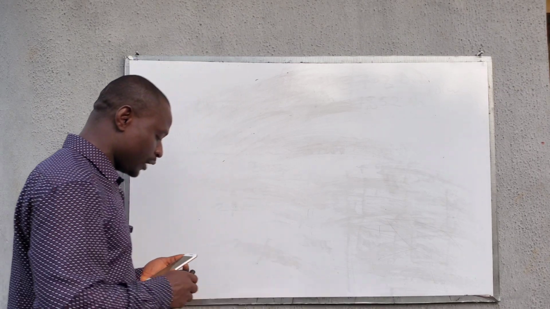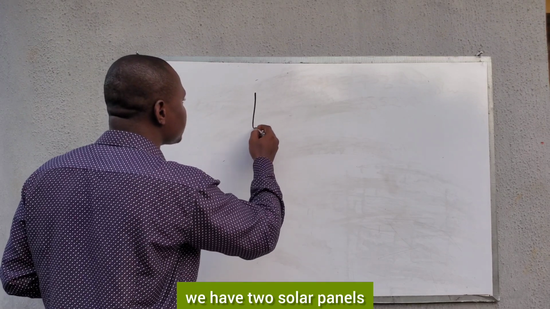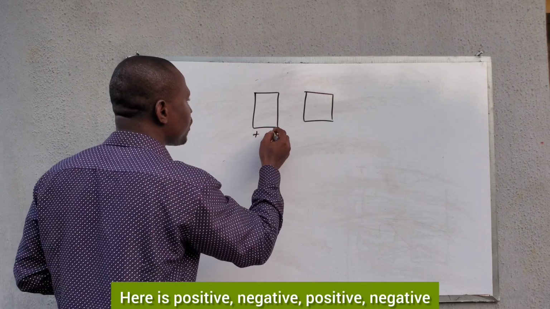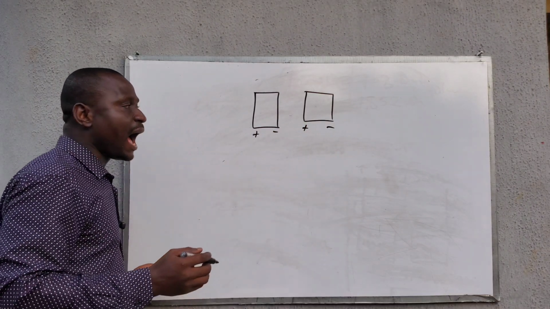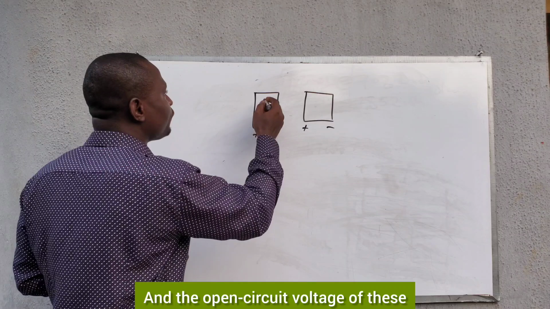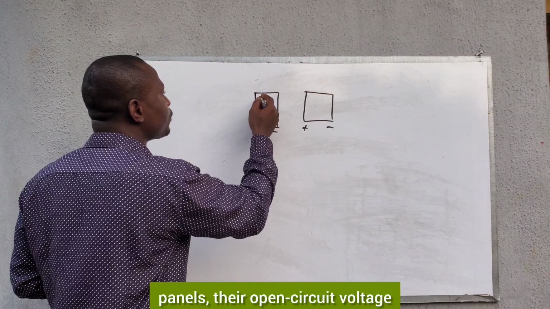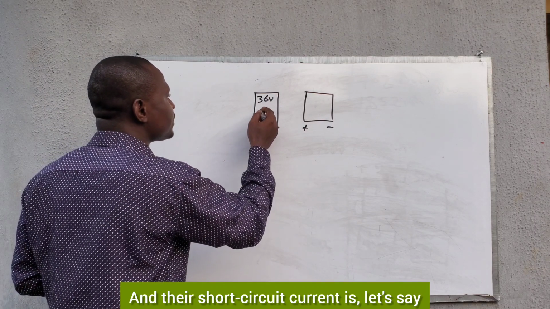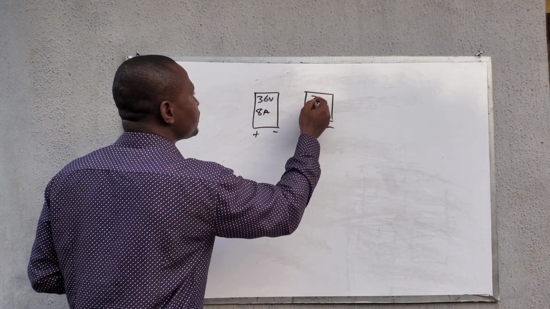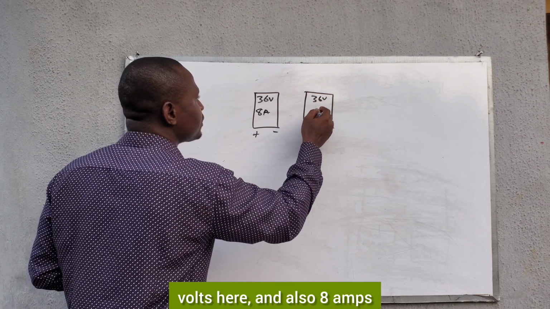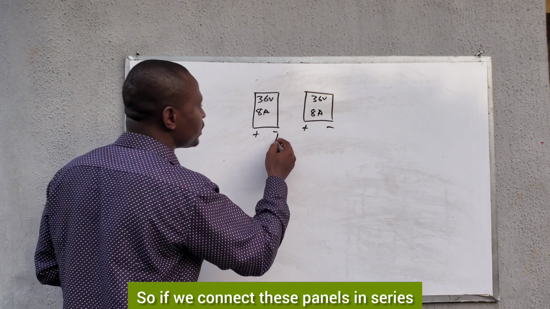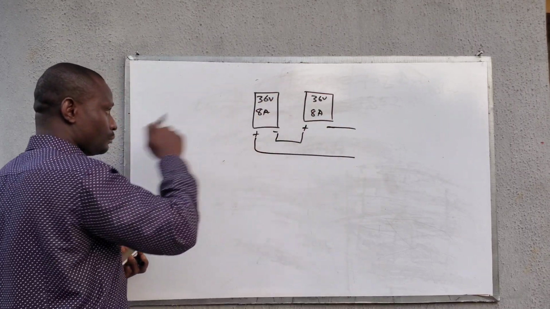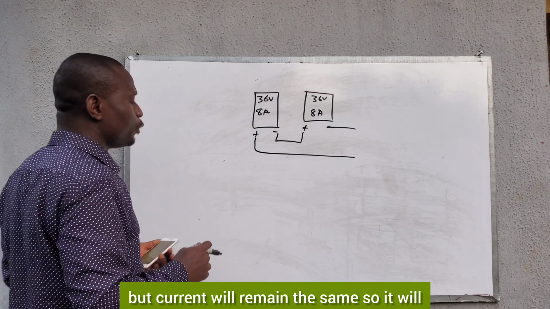Let me give you an example. For example, we have two solar panels. Here is positive, negative, positive, negative. The open circuit voltage of these panels, let's take 36 volts, and their short circuit current is, let's say, 8 amps. So we have 36 volts and 8 amps. If we connect these panels in series, what will be the energy production?